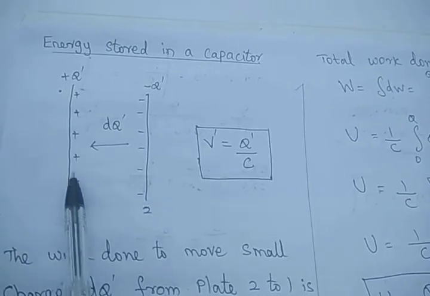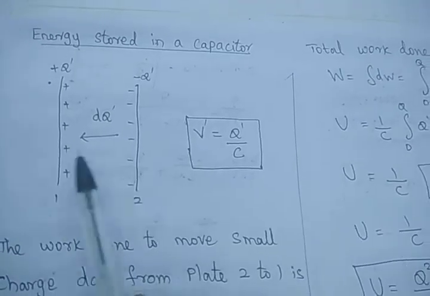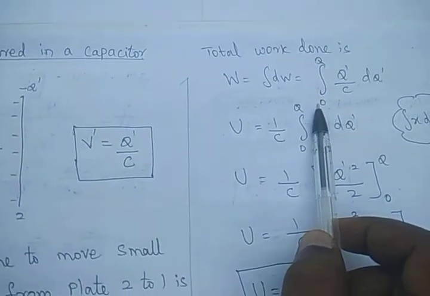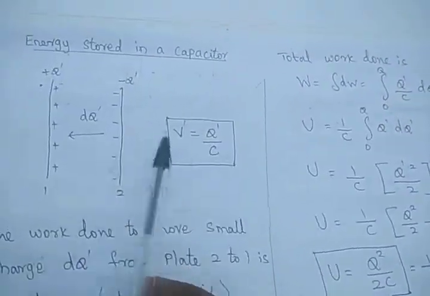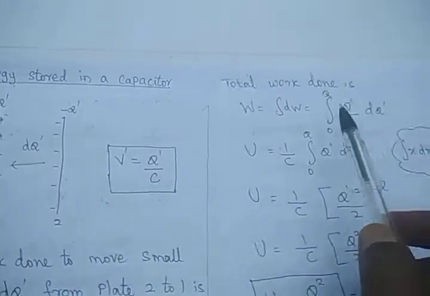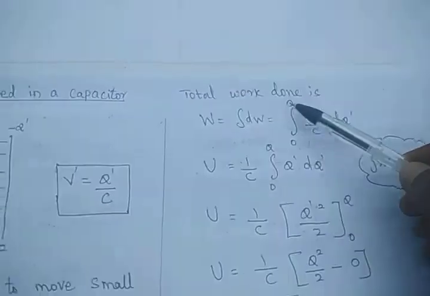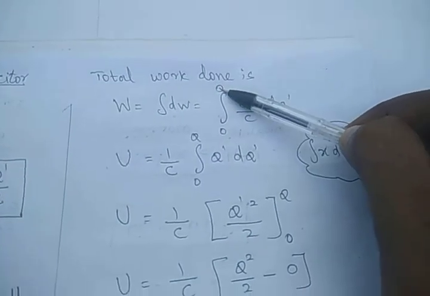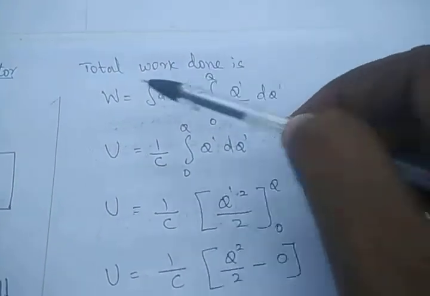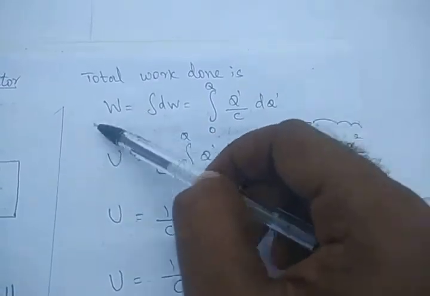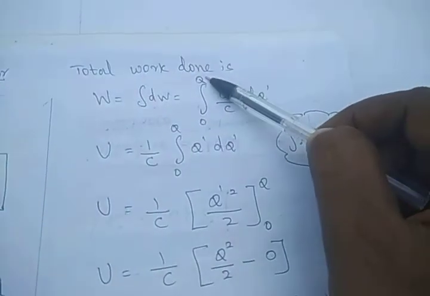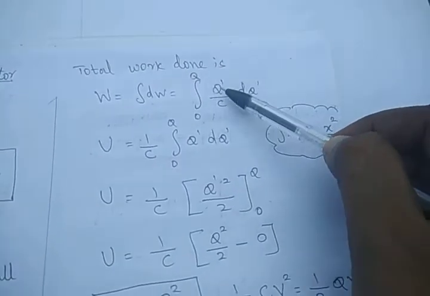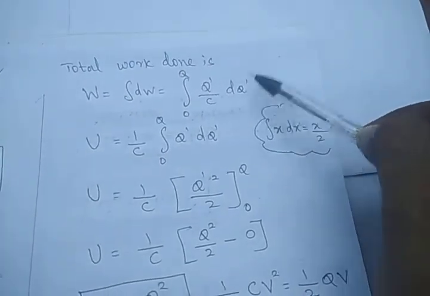Let us assume that initially there is no charge on these two plates, so the charge is 0. What is the total work done to place a total charge amount Q? Initially the charge is 0 and finally the total charge is Q. So the total work done required to charge Q amount of charge in this capacitor is the integral from 0 to Q of q prime by C into dq prime.